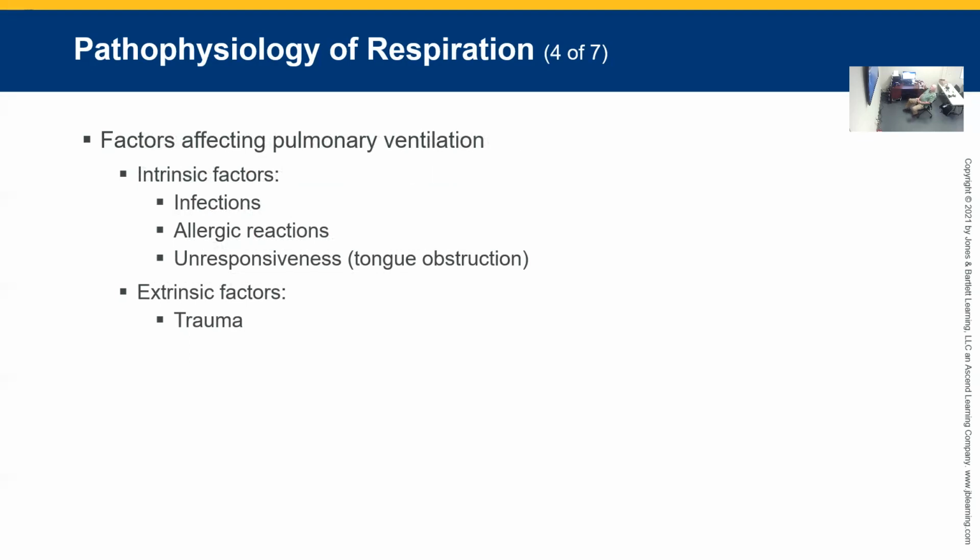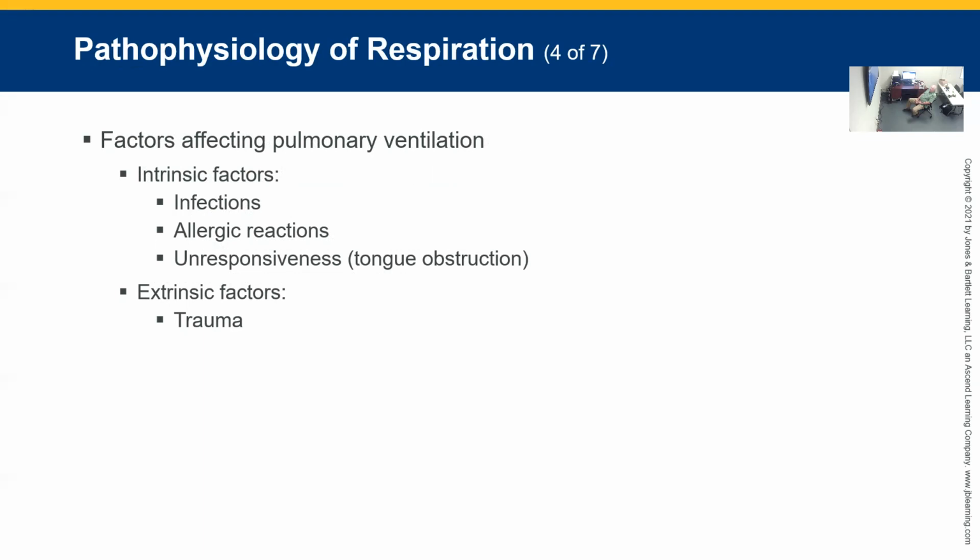allergic reactions. Let's say someone's allergic to a bee sting. The first thing they'll do is start wheezing. Wheezing means bronchial constriction. They start making noise. A tongue obstruction, or someone's taking an overdose of heroin, and they're breathing 4 times a minute.